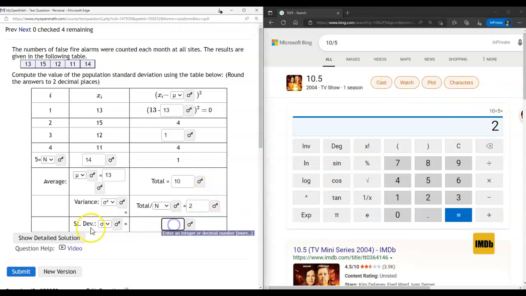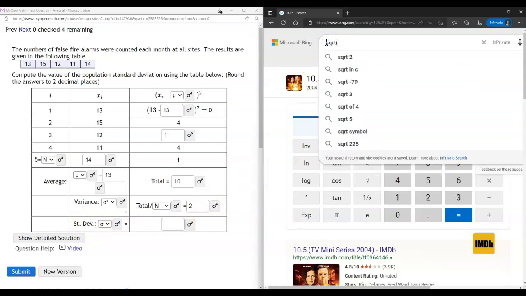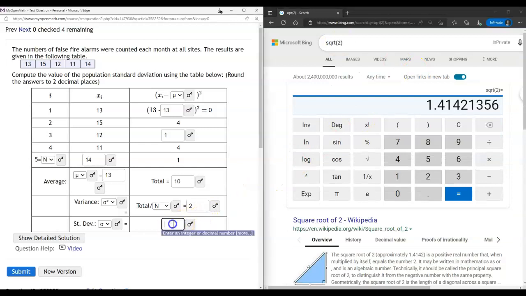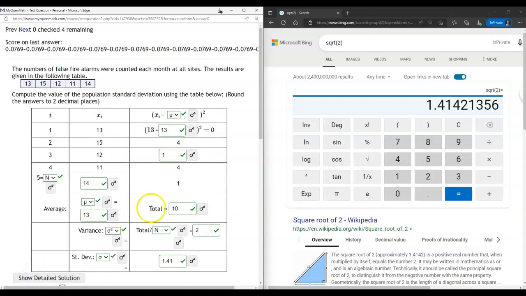And now the last step to compute the standard deviation, we have to take the square root of the variance. So in this case, it's the square root of 2. So the answer is 1.41. We round to two decimal places, so we stay at 1.41. And that's it. So we did find the population standard deviation and the population variance.